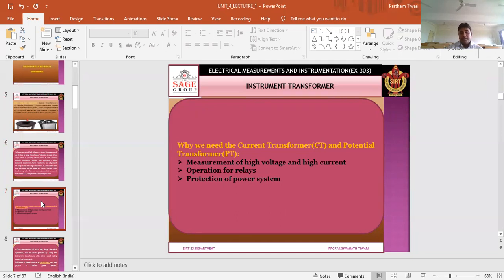Second point, operation of relays. We have a number of relays connected in the power system for protection purposes. So we essentially require instrument transformers for protection or operation of relays. Third point is protection of power system. Protection of power system is also a very important term in the power system. So for protection of power system, we require an instrument transformer.